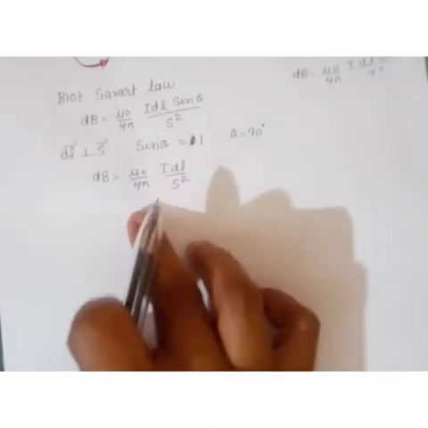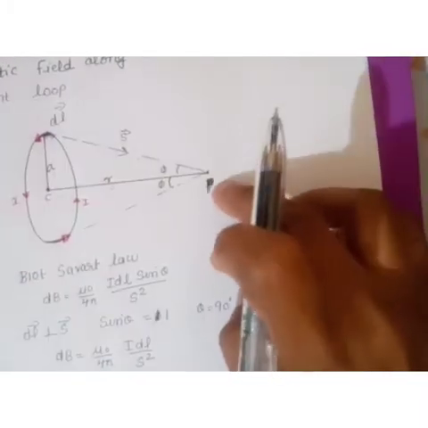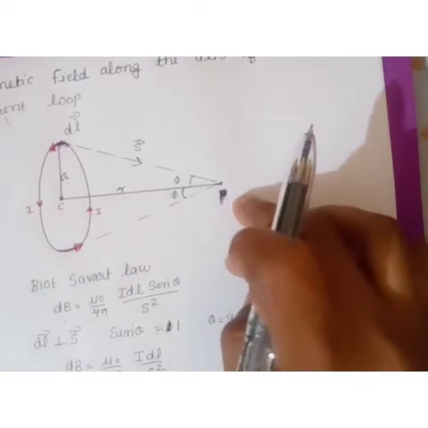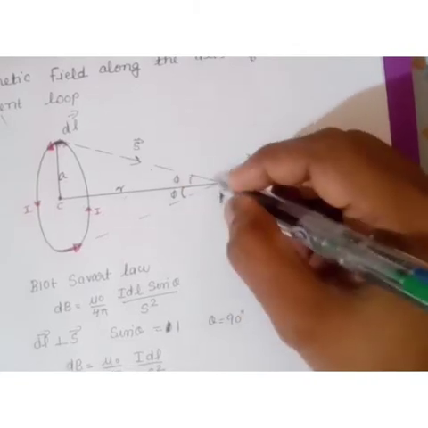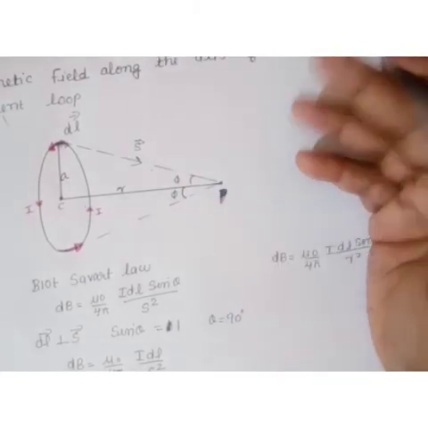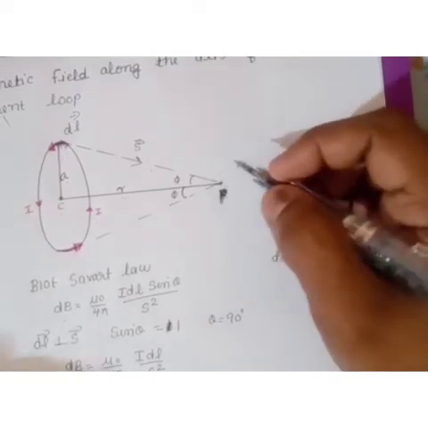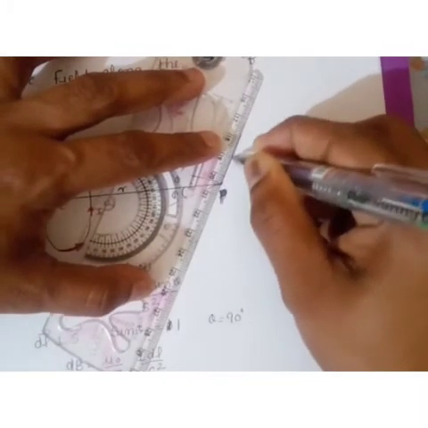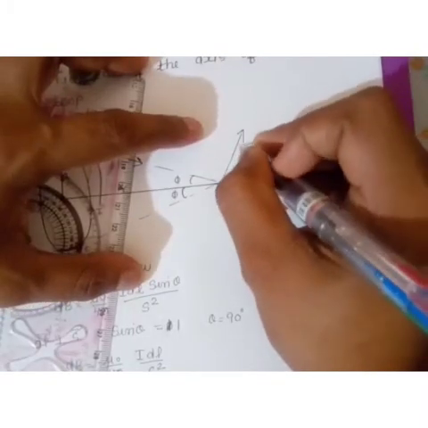dB is equal to mu 0 by 4 pi I dl by s square. Then the field dB, again you see the diagram. So where is dB? The direction of dB is also perpendicular to s. Since the direction of current is perpendicular to s, that means the direction of dB is in this direction. That is dB.